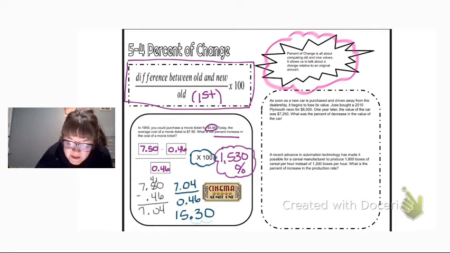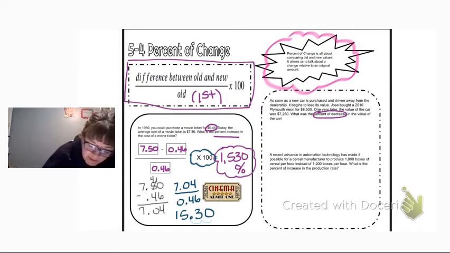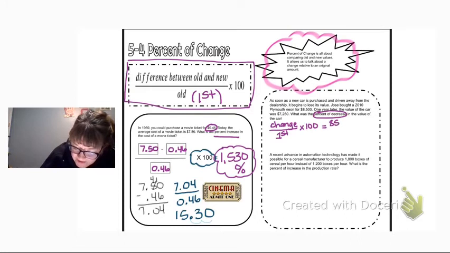What was the percent of decrease in the value of the car? So percent decrease. Remember, we want the change or the difference between the two divided by what it was first, and then times 100 or move the decimal 2 to the right. So to get the change, we'll look at 8,500 minus 7,250 divided by what it was first. Well, first it was 8,500. So in this case, the bigger number came first, and then times 100.